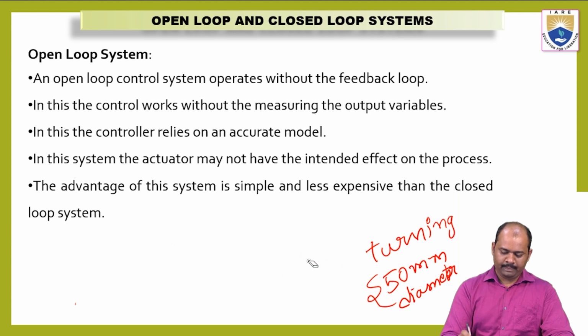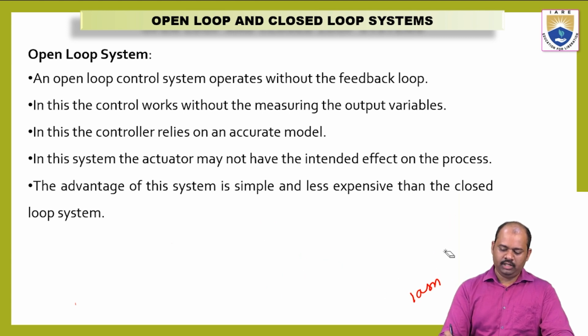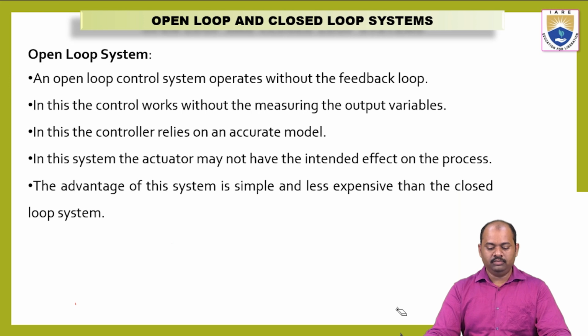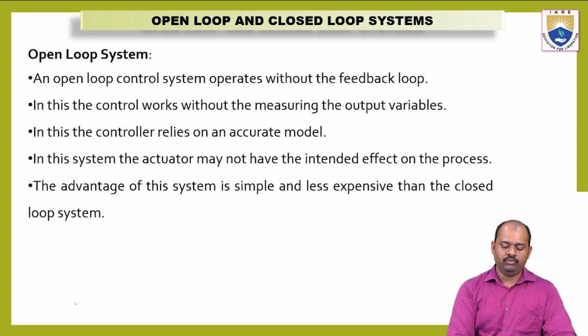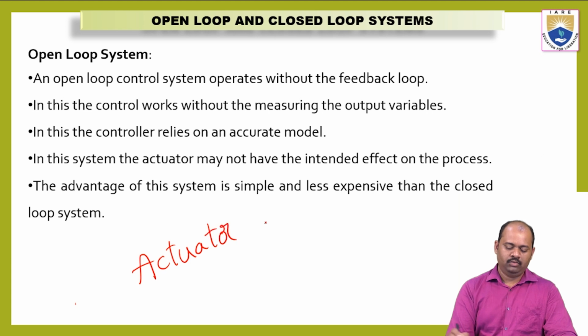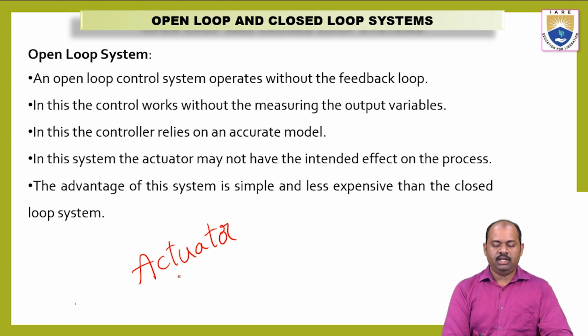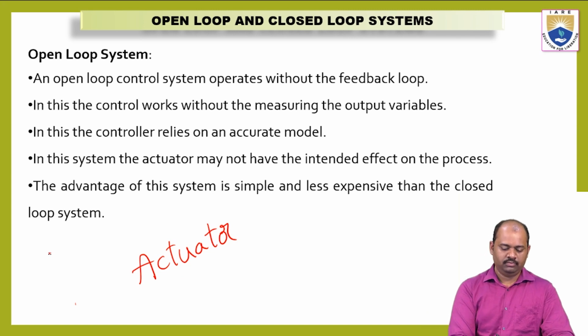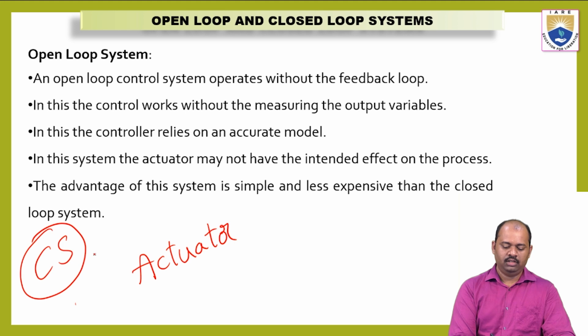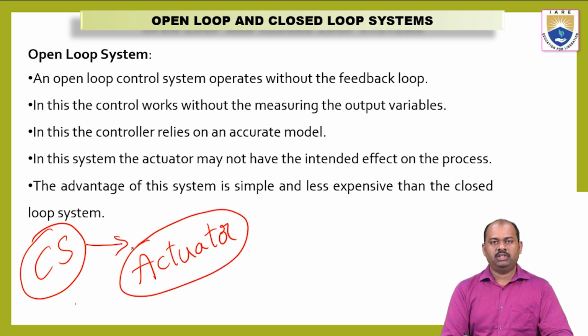Now, the next point is, in this system, that means the open system, the actuator may not have the intended effect on the process. Now we should know what an actuator is. An actuator is a machine which is operated by a control system. We should have a control system here. This control system will operate the actuator. What will an actuator do? It can create some motion.